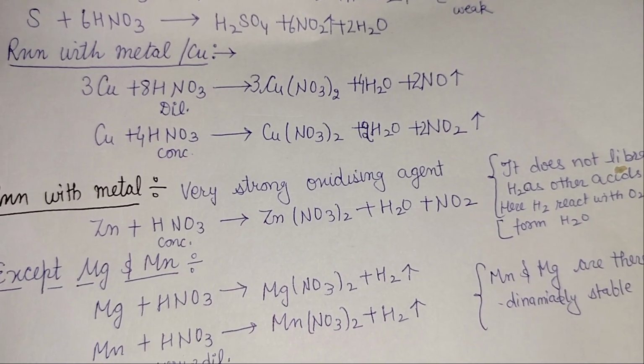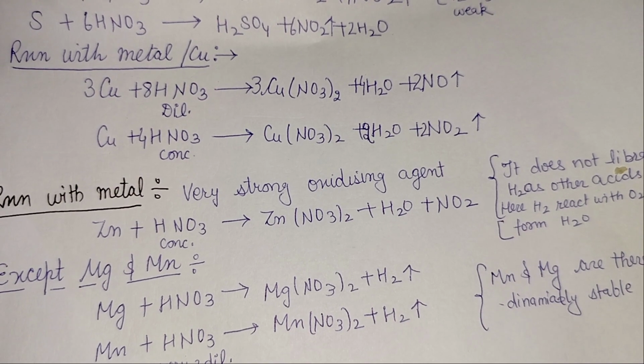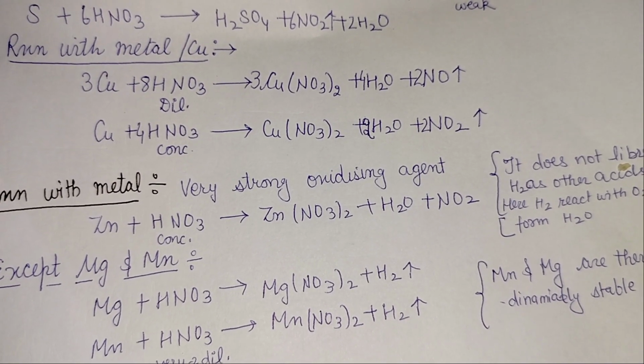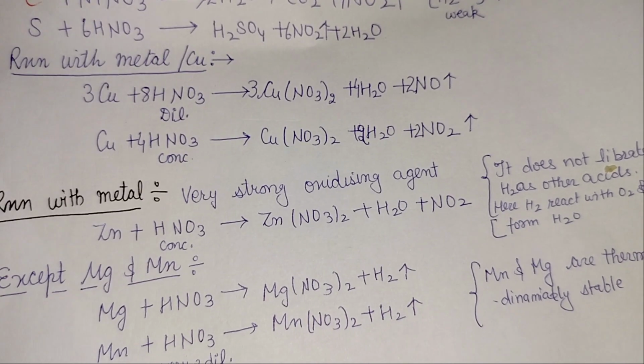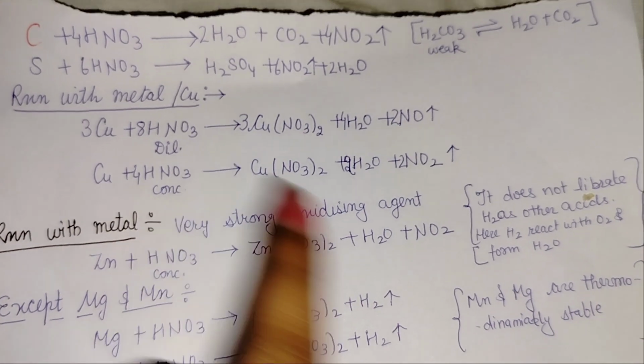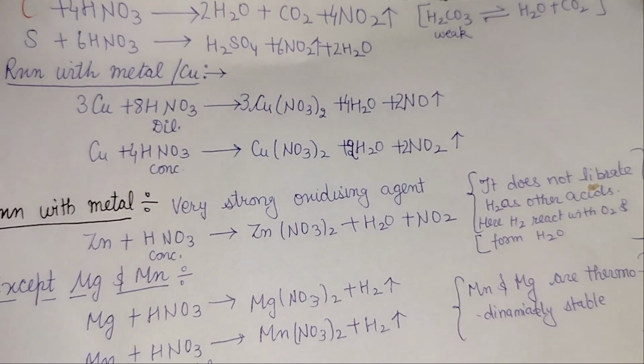Then the reaction with metal, or reaction with copper, a very important reaction. When dilute HNO3 reacts with copper, it will lead to the formation of nitric oxide, while in the case of concentrated HNO3, it will lead to the formation of nitrogen dioxide.